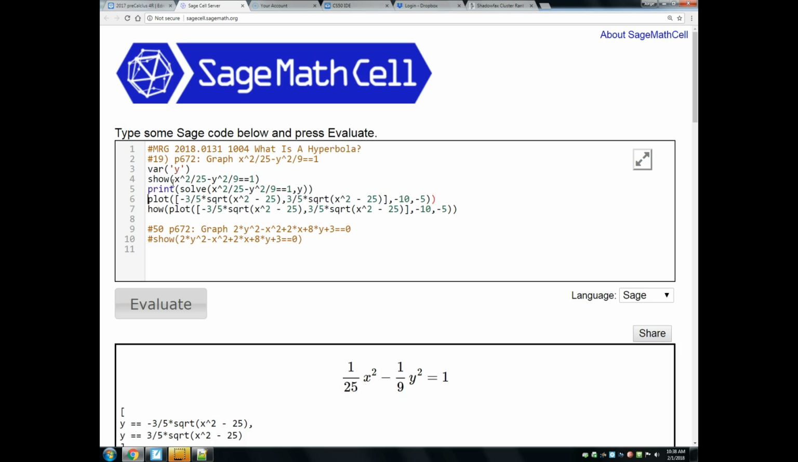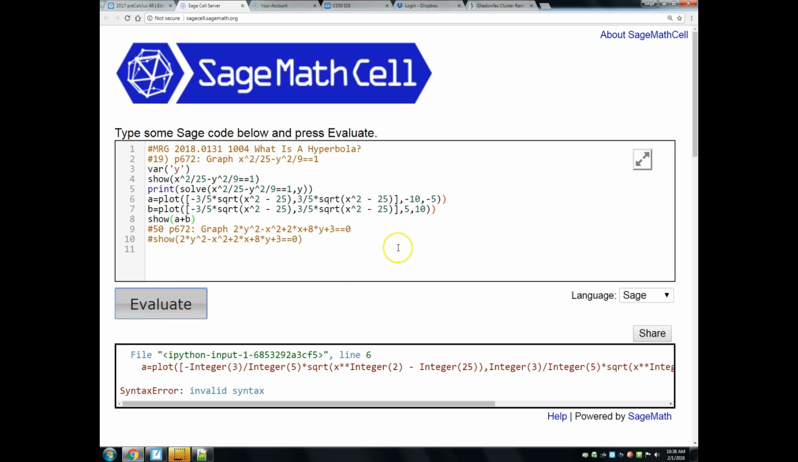Store it. Let's store it as, I don't know, plot A and plot B. And this is going to be from negative infinity to negative 5, and this will be from positive 5 to positive infinity, technically, but let's stop at 10, because we can't really do infinity, right? Whoops. All right, that'll be B equals. And then we can show A concatenated with B, right? Remember, we've done this before. And evaluate that.